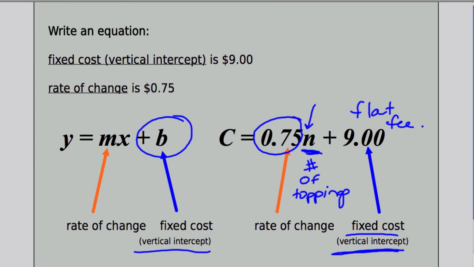And that's why it doesn't need any variables beside it. It's not multiplied by anything. It's just $9 no matter what. So that's sort of our no matter what number. But the rate has to have a variable beside it.